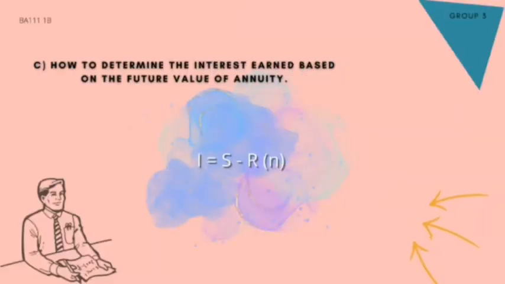So this is the last question for question 1, that is 1C. This is the formula to determine the interest earned based on the future value of an annuity. The formula is I equals S minus Rn. I stands for the interest amount, S for the future value, and R and n for the periodic payment and number of payments.